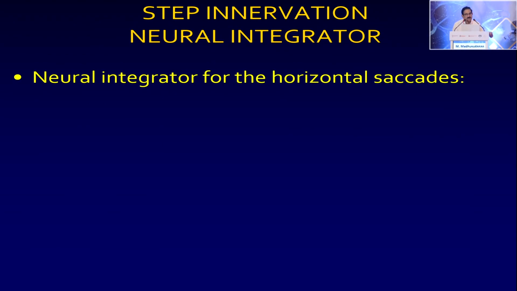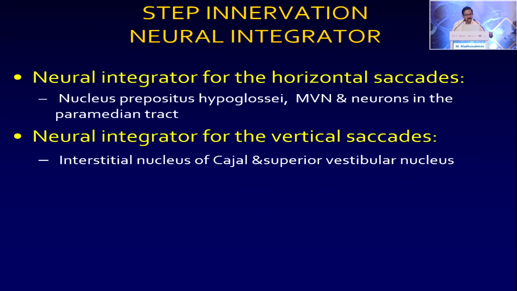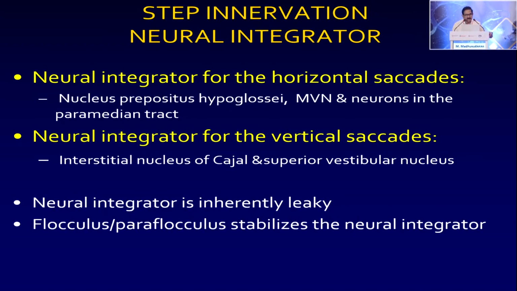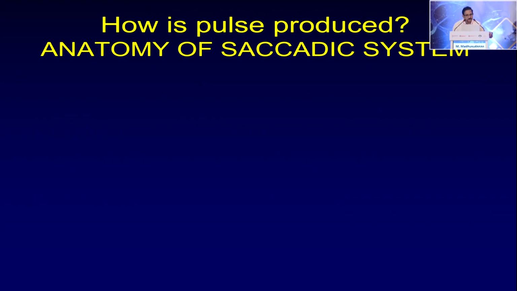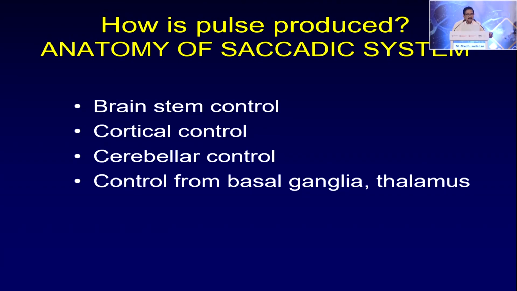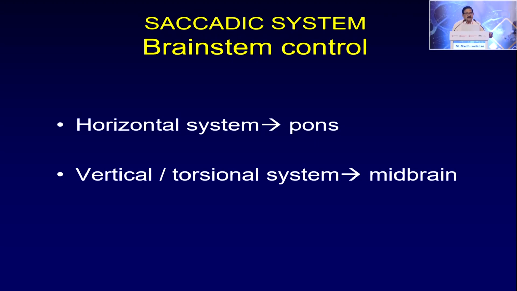The neural integrator for the horizontal saccades is in the nucleus prepositus hypoglossi and the medial vestibular nucleus. For the vertical saccades, it is in the interstitial nucleus of Cajal and the superior vestibular nucleus. This neural integrator is inherently leaky, and that leakiness, that instability, is corrected by the flocculus and the paraflocculus. Let us see the anatomy of the control of the saccadic system. It is brainstem control, cortical control, and cerebellar control from the basal ganglia. The basic control is in the brainstem. For the horizontal system, it is in the pons. For the vertical and torsional system, it is in the midbrain.